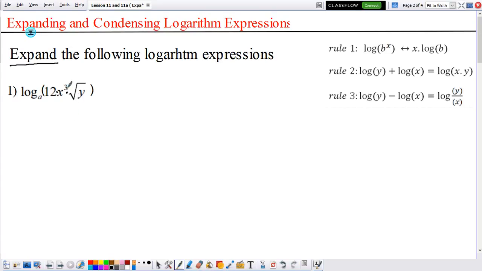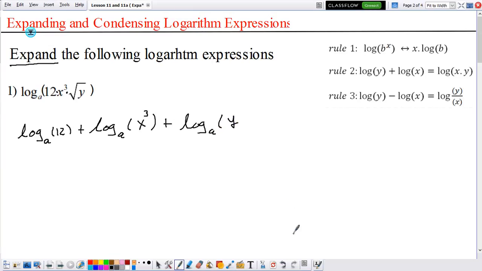So let's do that. Every single multiplication, I'm just going to add them up. So if I want to expand it, this is equal to log of a, because that's what we have here, the first thing that I'm multiplying, plus log of a, the second thing that I'm multiplying, which is x to the third, plus log of a, the third thing that I'm multiplying. Oops, that's supposed to be the square root of y. So we have here the square root of y. Great. So at least we wrote it.